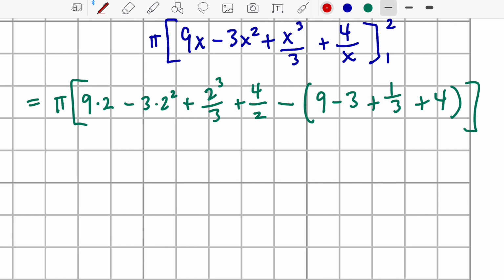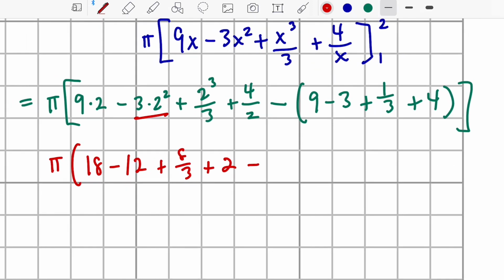And start simplifying. Pi times 9 times 2 is 18 minus, here we have to follow order of operations, so that means square it first, so that gives me 4 times 3, negative 12, plus 8 over 3 plus 2, minus, better yet, let's distribute. So minus 9 plus 3 minus 1/3 minus 4.